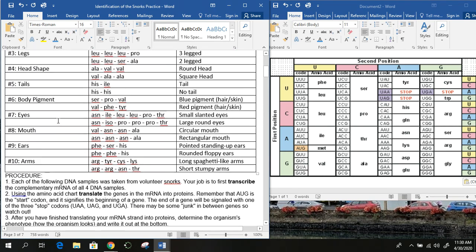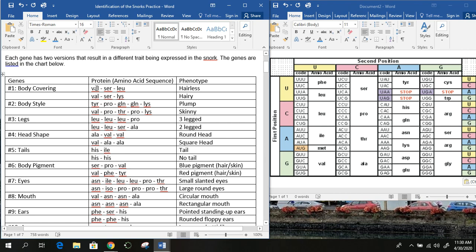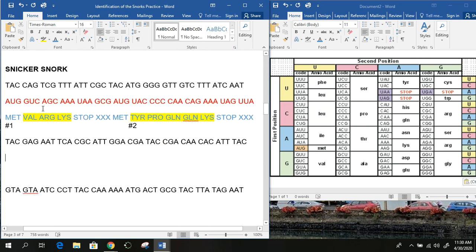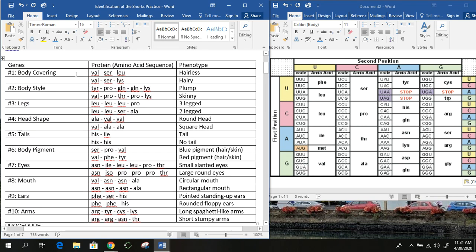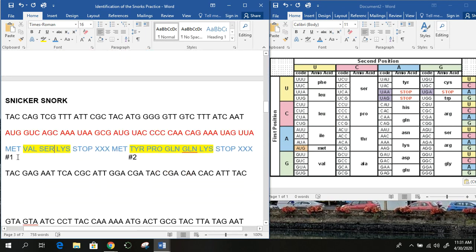Okay, so we come up here and we look at number 1, and we don't have the right thing, right? So we need to look back and double check and make sure we did this correctly. So TCG is AGC, which was Ser. There we go. Messed that up. Okay. So Val, Ser, Lys. So this guy is going to be hairy. Poor guy.